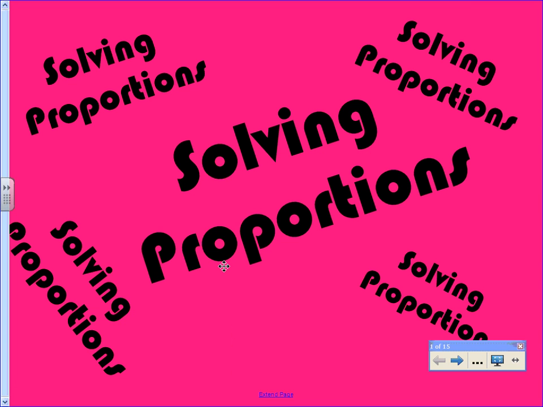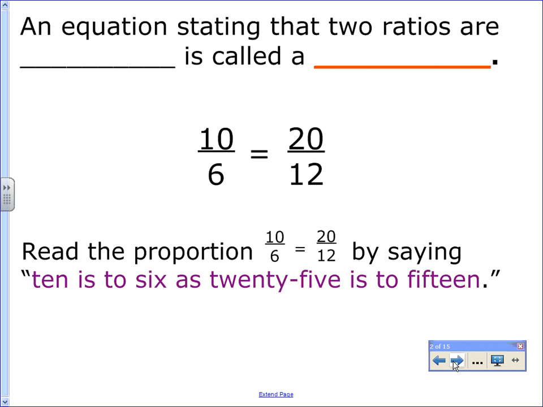Today I'm going to talk about how to solve a simple proportion. Solving proportions is a pretty easy thing to do. It's basically the same as equivalent fractions. So, an equation stating that two ratios are equal. We know what ratios are, and if we know that a ratio is equal, it is called a proportion.